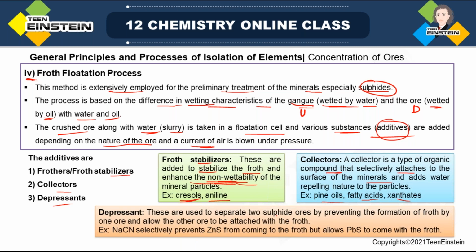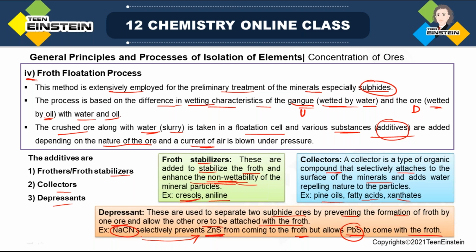A depressant is used to separate two sulfide ores. And how does it help in separation? By preventing the formation of froth by only one ore, not the other, and allowing the other ore to be attached to the froth. For example, NaCN is one of the examples of a depressant which helps in the separation of a mixture of zinc sulfide and lead sulfide. What it does is selectively prevent ZnS, zinc sulfide, from coming to the froth because it can form a complex with ZnS, but it doesn't form a complex with PbS. That is why it allows PbS to come with the froth.